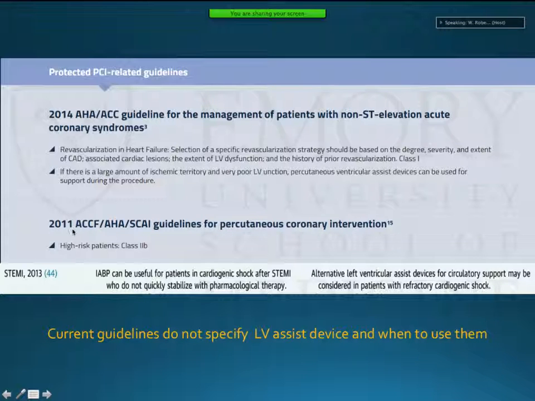The 2011 PCI guidelines give it a class 2B indication, and the 2013 STEMI guideline still says a balloon pump can be used for patients in cardiogenic shock after STEMI who do not stabilize quickly with pharmacological therapy. I think this is old thinking. It then says alternating LV assist devices can be used in patients with refractory cardiogenic shock. It does not come out clearly: the current guidelines do not specify LV assist devices and when to use them.